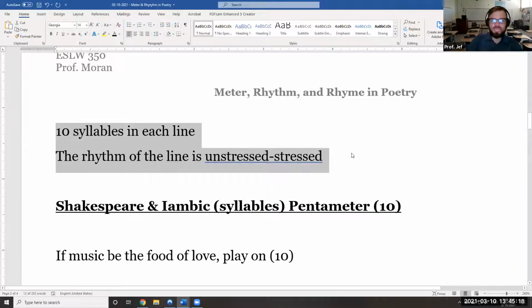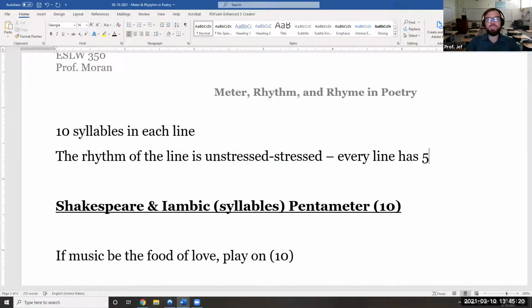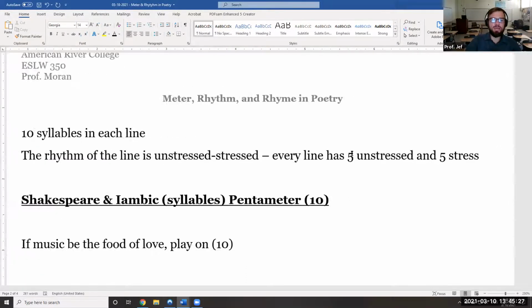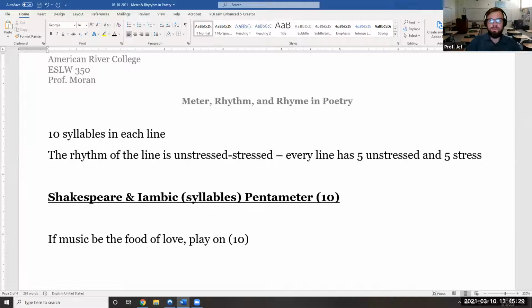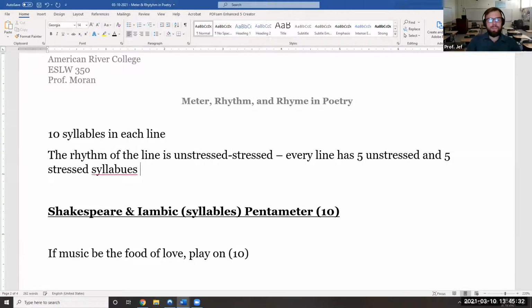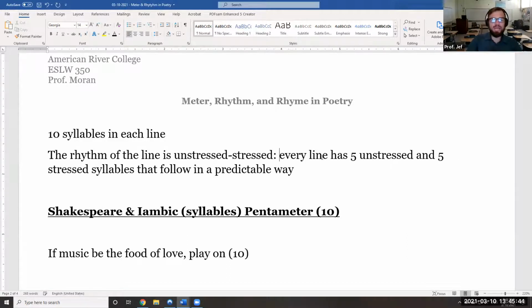So what this means is every line has 5 unstressed and 5 stressed syllables. I got to back up so we can see. So what this means is that every line in iambic pentameter for Shakespeare, there's 5 unstressed syllables, 5 stressed syllables, and they follow in a predictable rhythm.